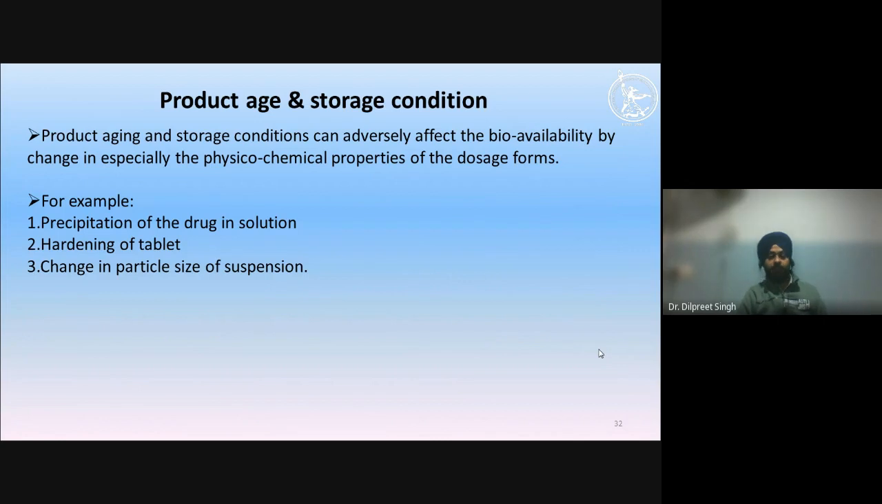Product age and storage condition. Product aging and storage conditions can adversely affect bioavailability by changing the physicochemical properties of the dosage form. For example, when the product is kept for a longer period of time, precipitation of the drug in the solution is initiated. This precipitation leads to toxicity of the product, and the unchanged form of the drug is excreted in the urine. So lesser amounts of drug are available for absorption, leading to poor bioavailability. Hardening of the tablet is also a major problem, as is a change in particle size from micro to macro range because of coalescence or coagulation.